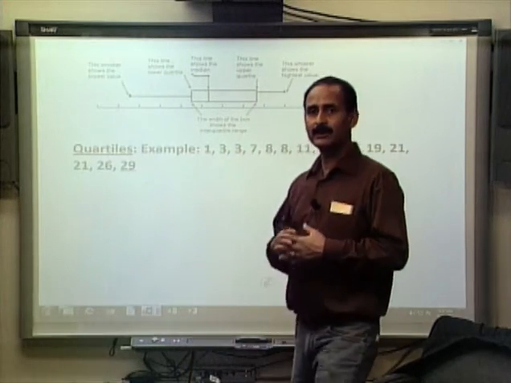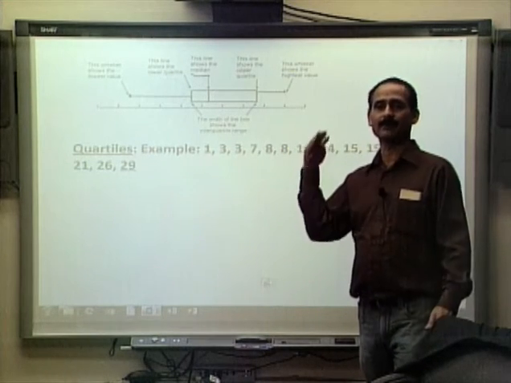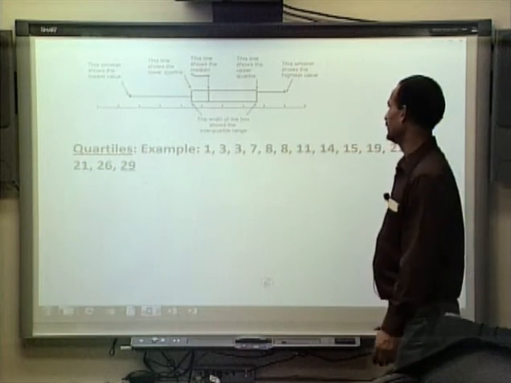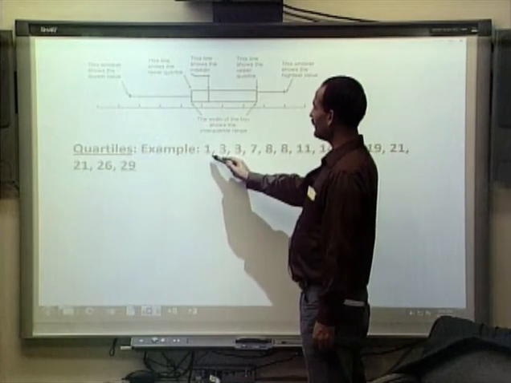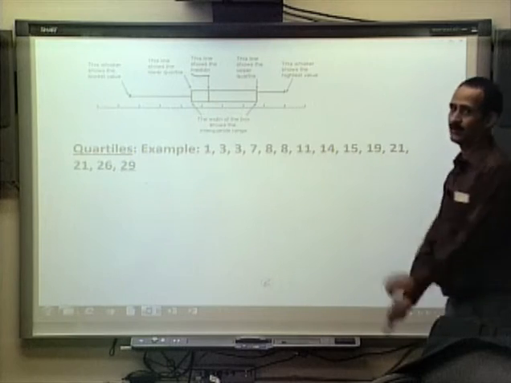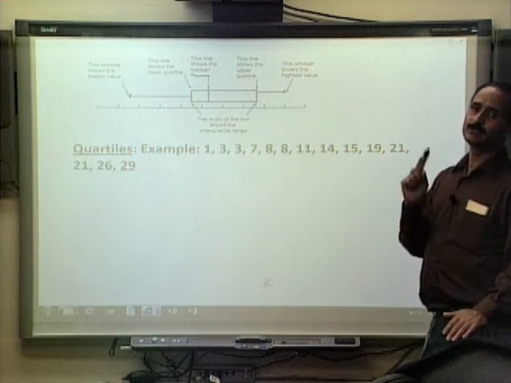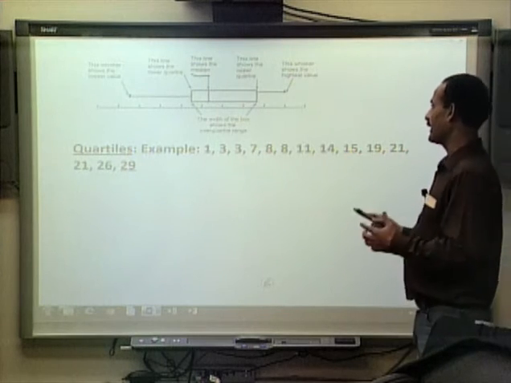In order to calculate the quartiles, the first thing we need to do is order the data from the lowest to the highest. So, the lowest number is 1 in our data and the highest number is 26, and everything is ordered. In order to calculate the quartile, the first thing is to find the median.